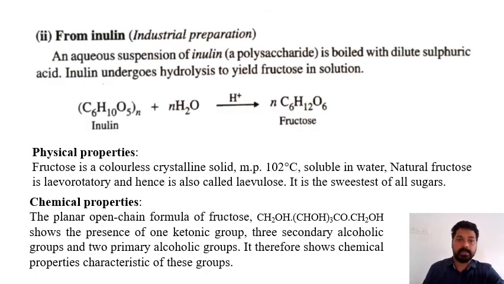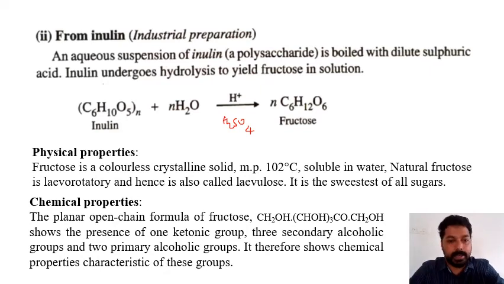Next one is the industrial preparation, that is from inulin. It's a polysaccharide, you can remember one more name, inulin. This inulin is boiled with dilute sulfuric acid, and it undergoes hydrolysis to give fructose, n number of fructose units.